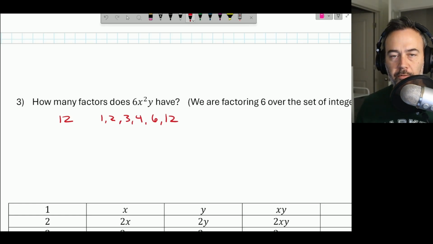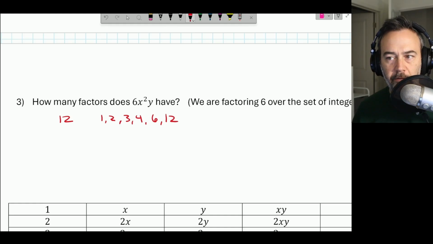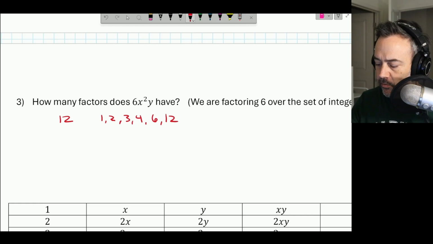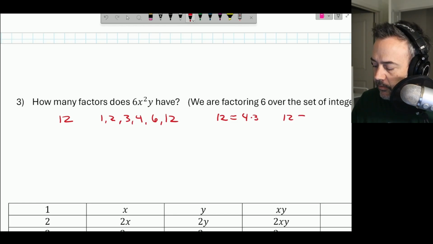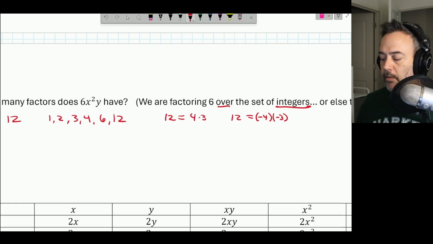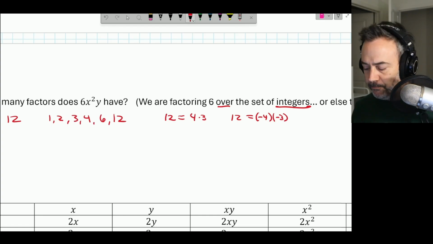We would generalize this in the future and say plus or minus 1, plus or minus 2, plus or minus 3, because if you divide 12 by negative 4, you still get an integer. So you could write, 4 is a factor of 12 because you can write 12 as 4 times 3. Negative 4 is a factor of 12 in a certain context because you can write 12 equal to negative 4 times negative 3. So if we're factoring over the set of integers, that means we're trying to factor 12 as an integer times an integer.